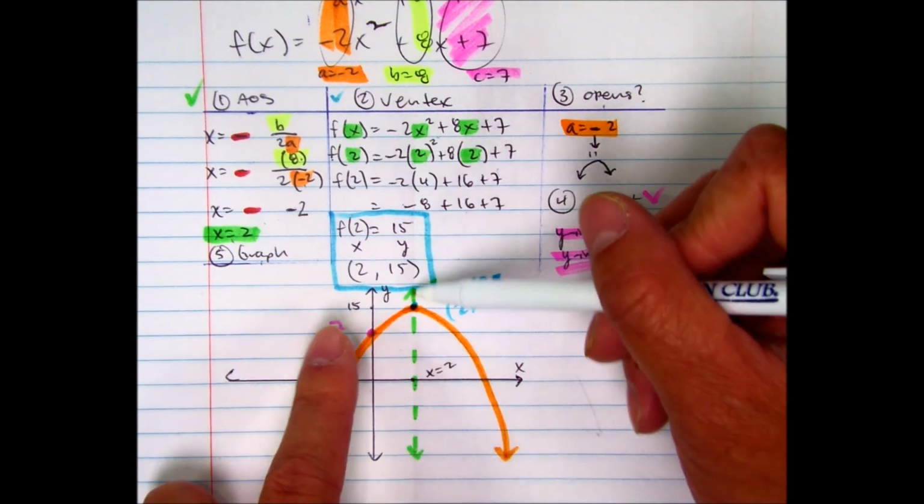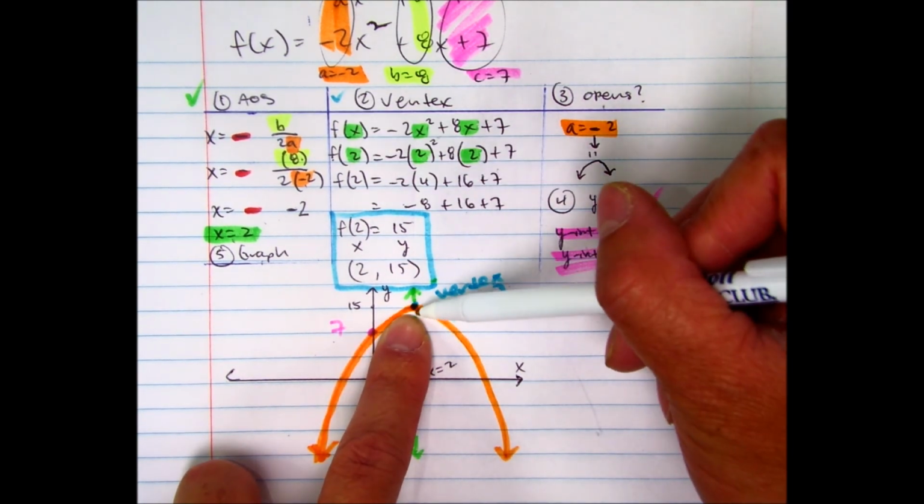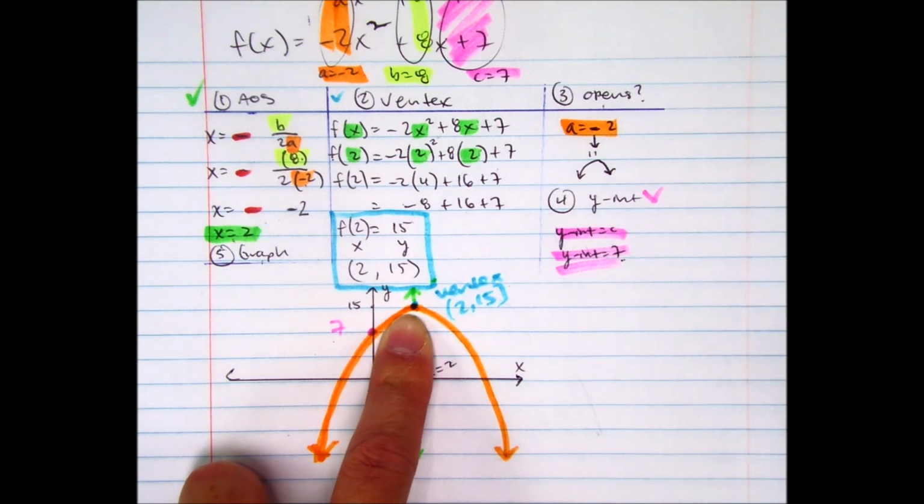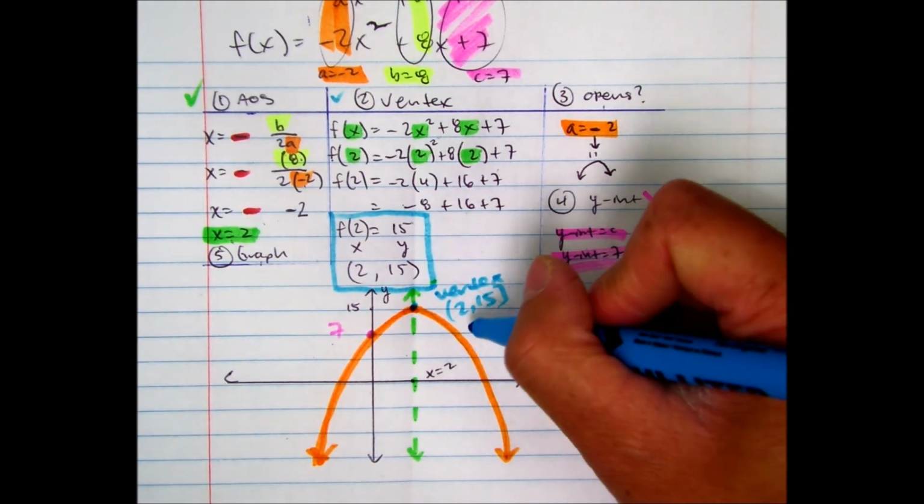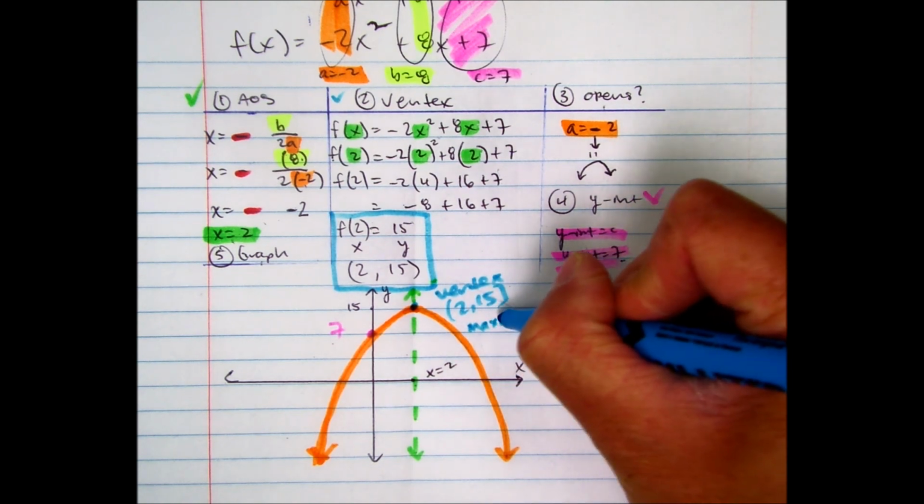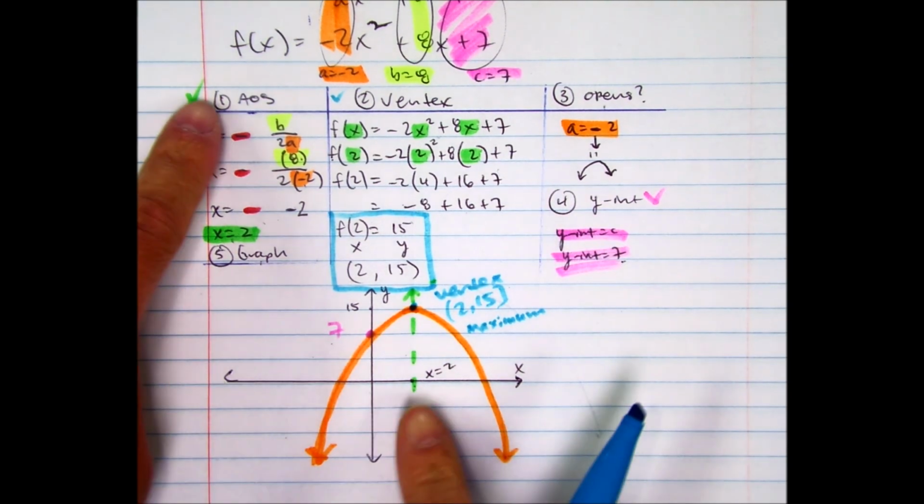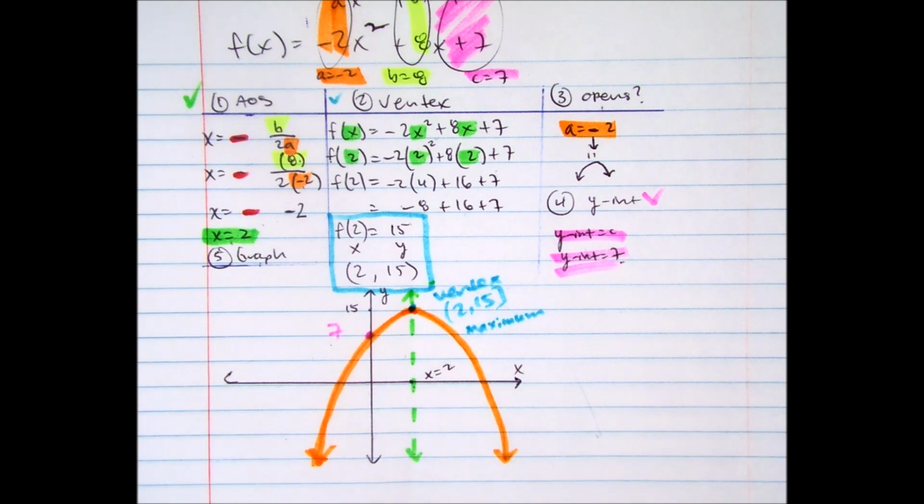My vertex is always on the axis of symmetry. And this point, is it a minimum or a maximum? That is a maximum. So they can ask you a question, what is the ordered pair of a maximum? What is the y-intercept? What is the equation for the line of symmetry? That would be x equals 2.